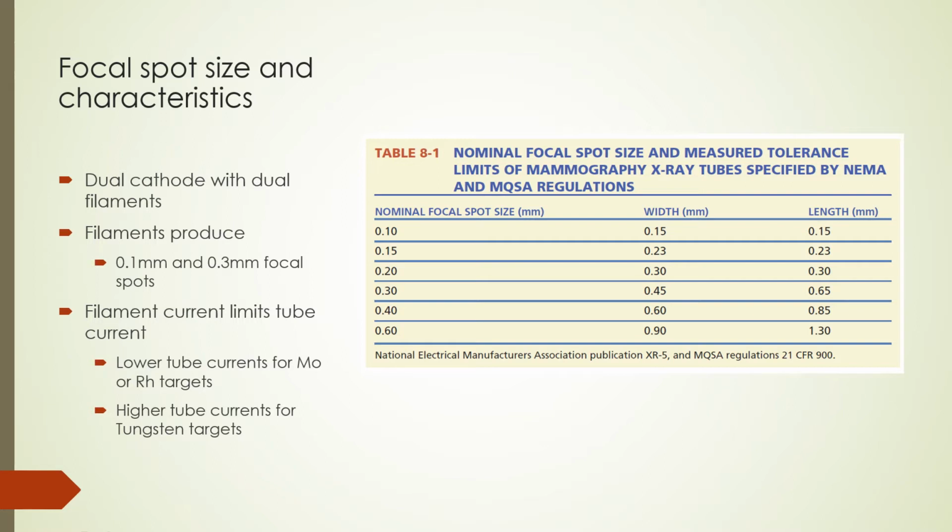Nominal focal spot sizes are shown on this table. 0.1 and 0.15 mm focal spots are used for magnification imaging, while 0.3 to 0.4 mm focal spots are used for contact imaging. In contact imaging, the breast is compressed against the grid and image receptor. In general radiography, nominal focal spot sizes are between 0.6 mm and 1.2 mm.